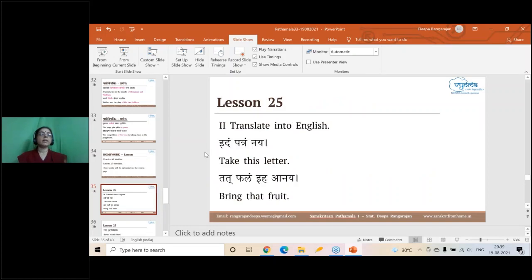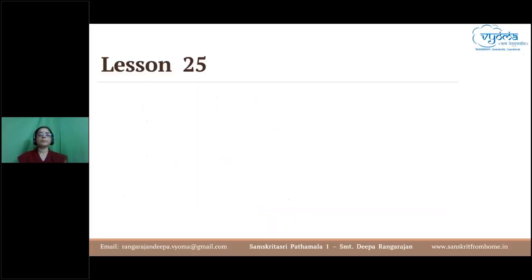In lesson 25, we'll just do a few sentences so that you can take that as homework as well. Because we still have time, we'll try to translate this. This has Dvitiya Vibhakti usage in lesson 25. It's a revision of Dvitiya Vibhakti. So here again, I would need volunteers to try and translate these sentences.